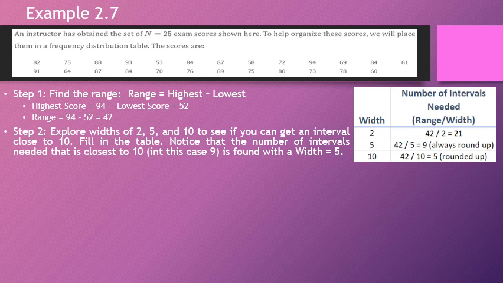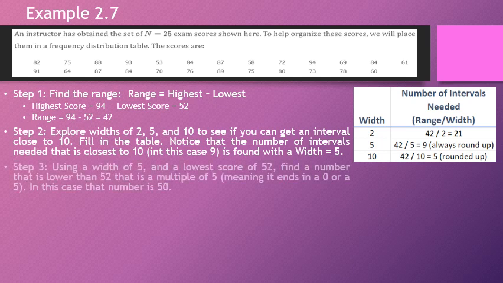With 42 numbers and a width of 10, with 10 numbers per interval, that would only be 5 intervals, so 5 lines in the X category column. And again, we're always rounding up when we're talking about the number of intervals needed. So in this case, we're going to choose 9 intervals because that's as close to 10 as we can get. And the width that we're going to use then would be 5.